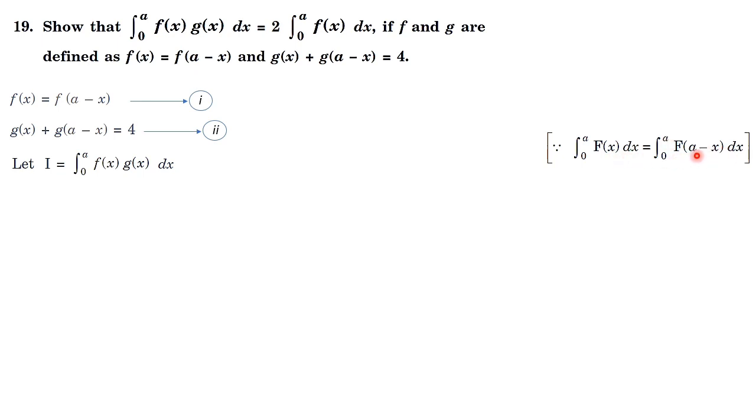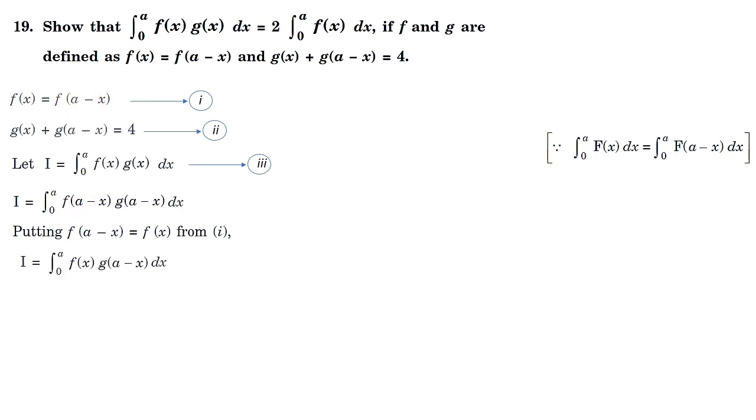Quite a familiar property for us because when we check exercise 7.11, most of the questions we have done by using this property, okay. So this equation we have marked as 3 and I is equal to integral 0 to a f of x, x is replaced with a minus x, so f of a minus x g of a minus x dx. So putting f of a minus x is equal to f of x from 1, it is the given condition f of a minus x is equal to f of x. So what we do, this one we can replace. So I is equal to integral 0 to a, this one we have replaced and substituted as f of x, and the rest is same, g of a minus x dx. Label it as equation number 4.